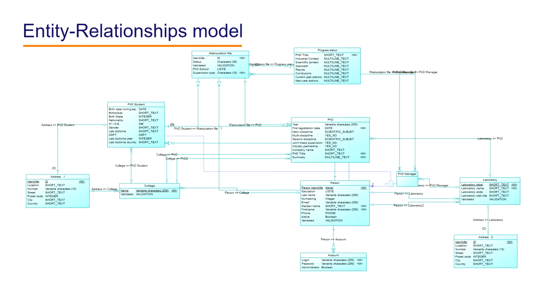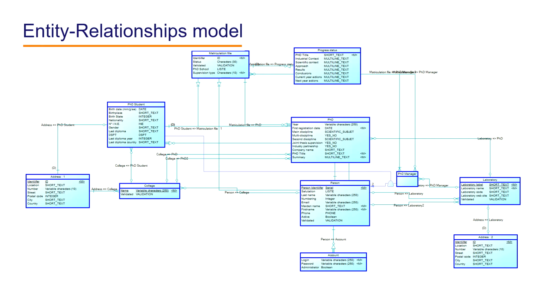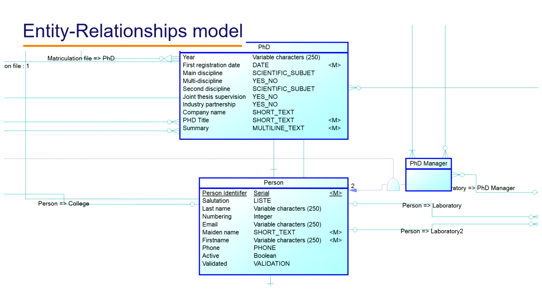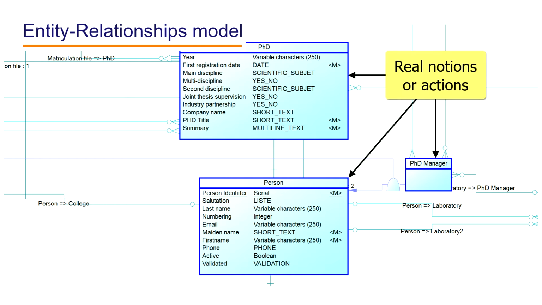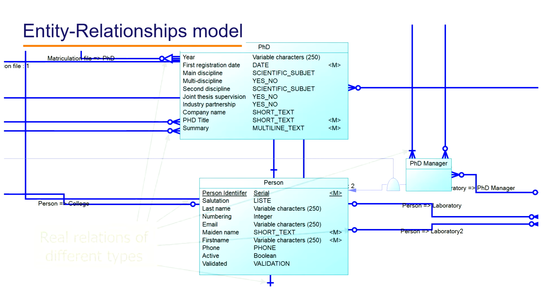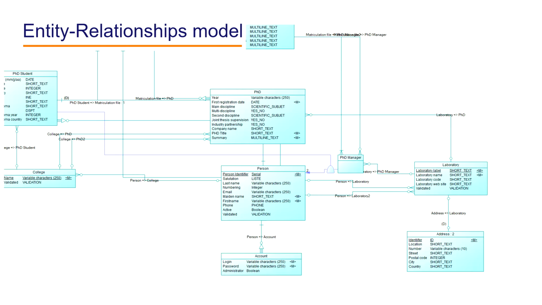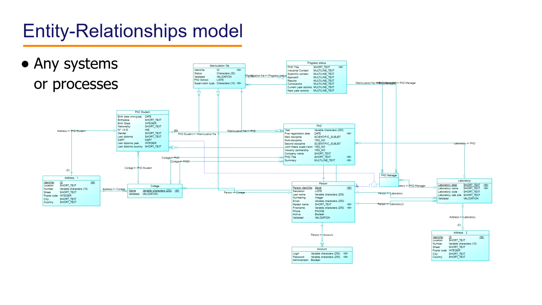This modeling approach was developed 40 years ago and is still widely and successfully used. As you can see, the conceptual model consists of blocks called entities and connections among them called relationships. Entities can represent any real business objects, notions, and actions. Relationships of different types describe real relations between those objects. In sum, this modeling theory allows us to model any real-life systems or processes regardless of their complexity or scalability.